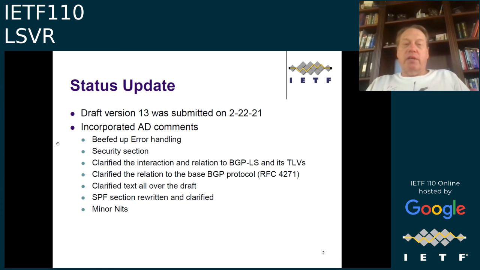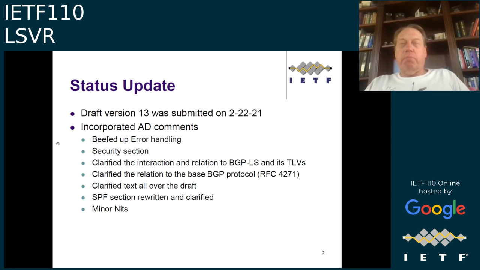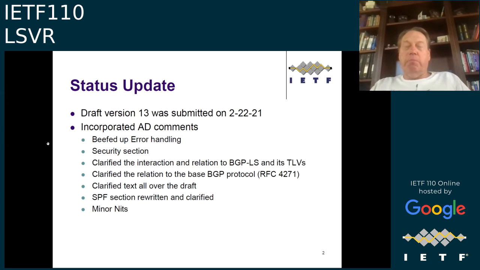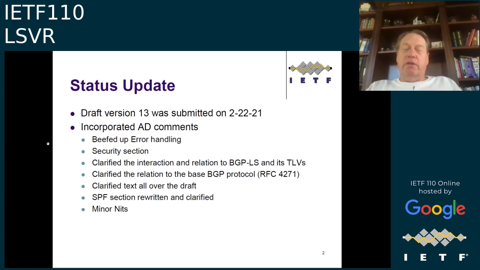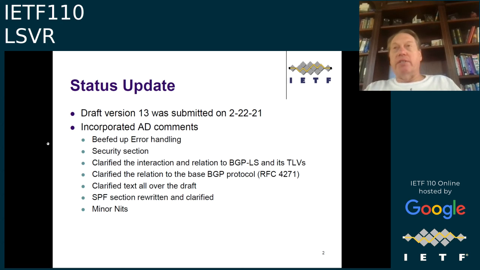A lot of the comments, these are just things we did. We beefed up the error handling. We added the security section with the parts of it that are relevant to BGP SPF. We clarified the relationship to BGP LS. And, in addition, we've always had the separate address family, but we clarified which NLRI and which attributes we were specifically using in the base protocol. And we also, like I said, eliminated things in BGP.